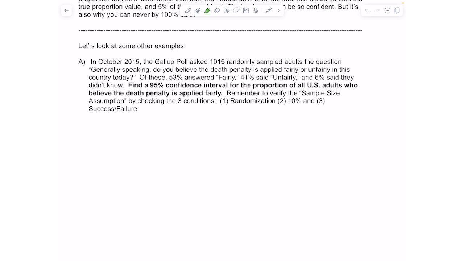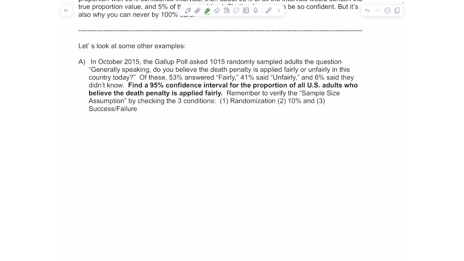In October 2015, the Gallup poll asked 1,015 randomly sampled adults the question, generally speaking, do you believe the death penalty is applied fairly or unfairly in this country today? Of these, 53% answered fairly, 41% said unfairly, and 6% said they didn't know. Find a 95% confidence interval for the proportion of all U.S. adults who believe the death penalty is applied fairly. Remember to verify the sample size assumption by checking the 3 conditions: randomization, 10%, and success failure.